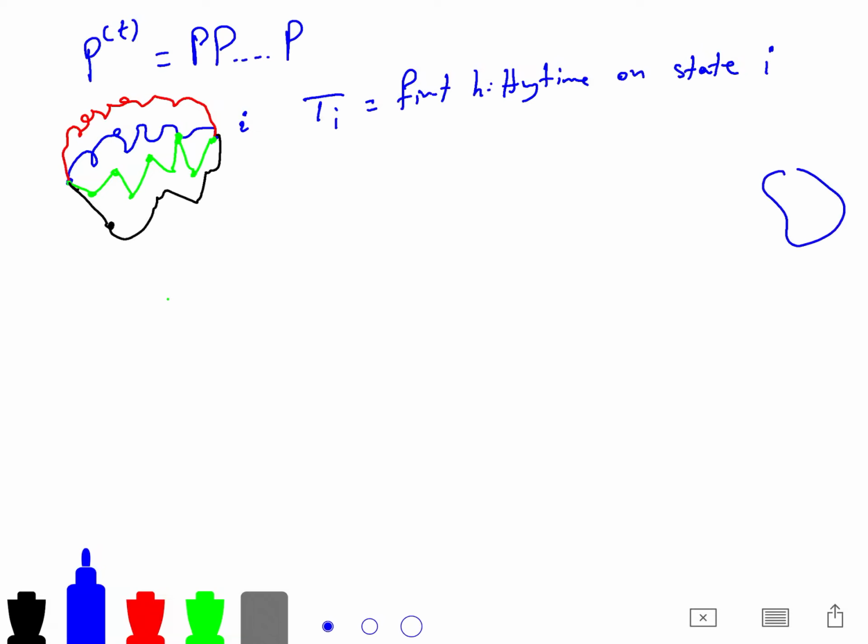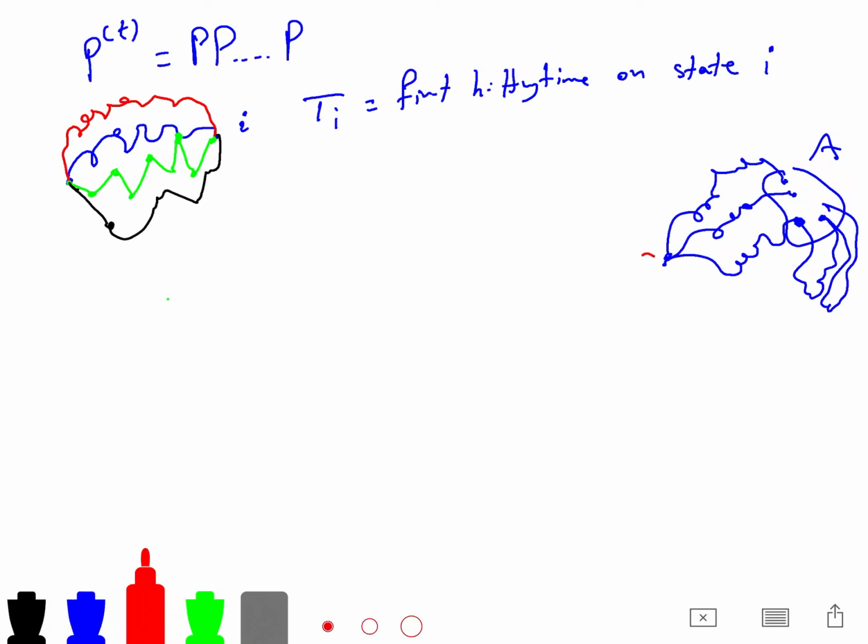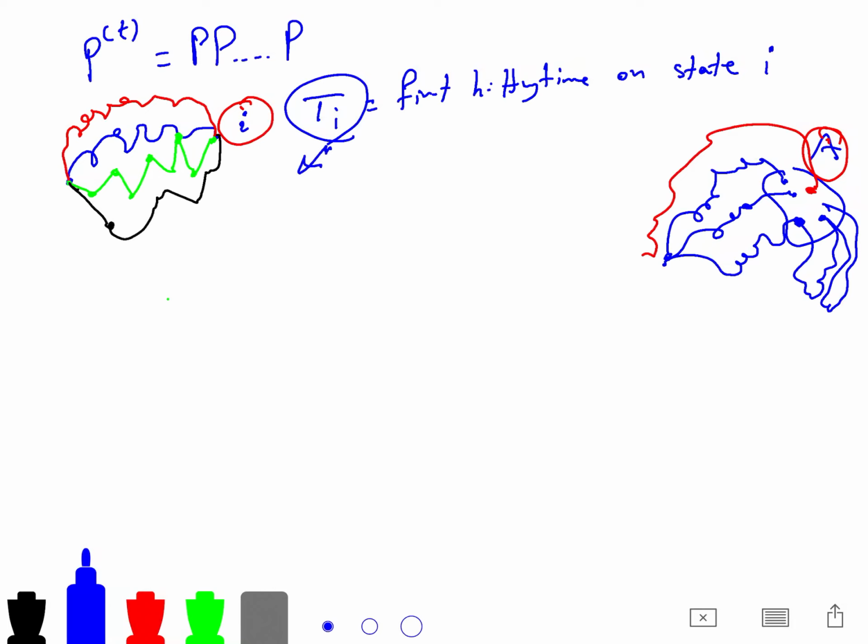For example, if this is a set A, the first hitting time could be the first time that you enter A. The first time that you enter A, because after that, you don't know what happens. You may go out and return. So the first time that it hits something, it could be a set, it could be a point. This is the first hitting point.